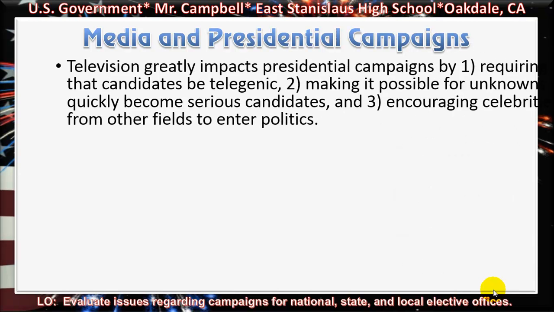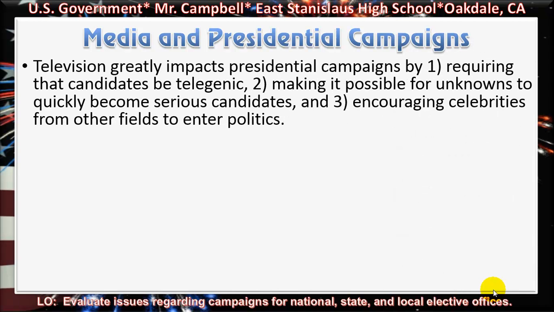Media and presidential campaigns. Television greatly impacts presidential campaigns by, 1, requiring that candidates be telegenic, meaning they have to come off well on television. It's not just a matter of being well spoken. They need to sound well. They need to look good and come across well with people. Little things like their nonverbal communication become crucial.